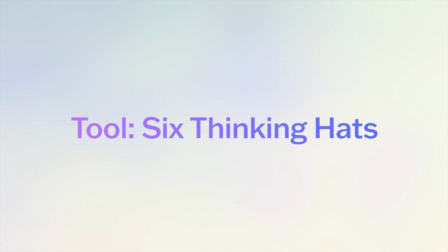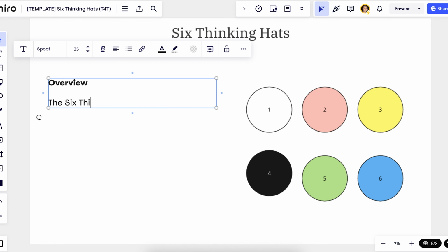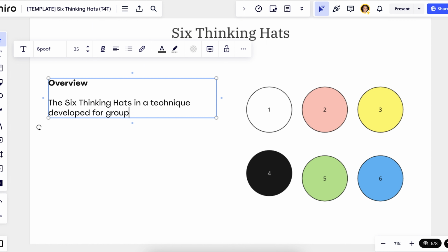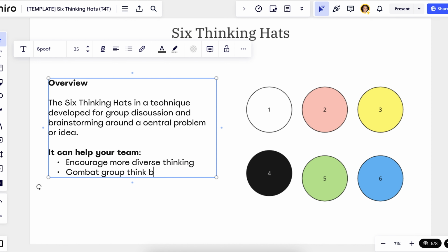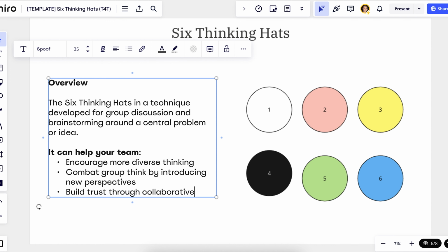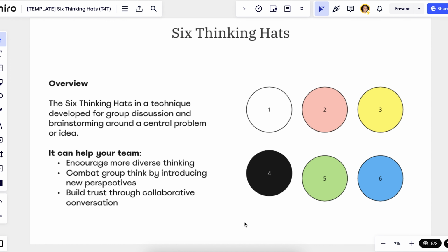One strategy that you can use to help combat groupthink is called the 6 thinking hats. The 6 thinking hats is a technique developed for group discussion and brainstorming around a central problem or idea. It can help your team encourage more diverse thinking, combat groupthink by introducing new perspectives, and build trust through collaborative conversation. Here's how it works. There are 6 different hat colors representing different perspectives.